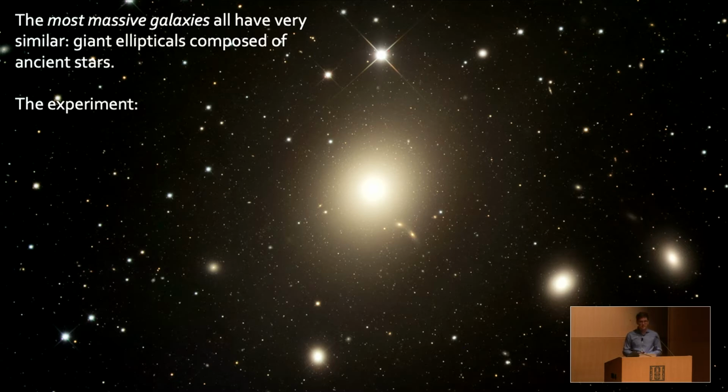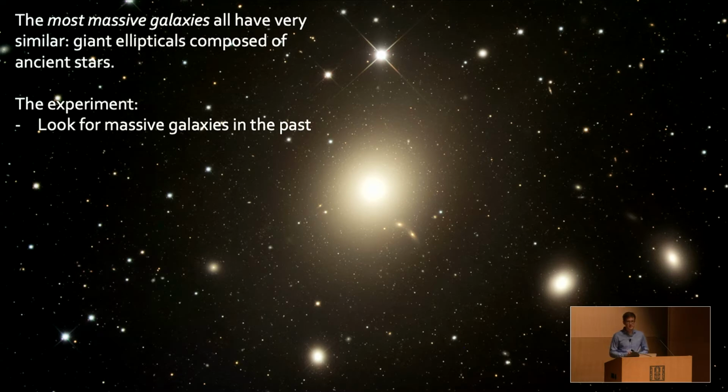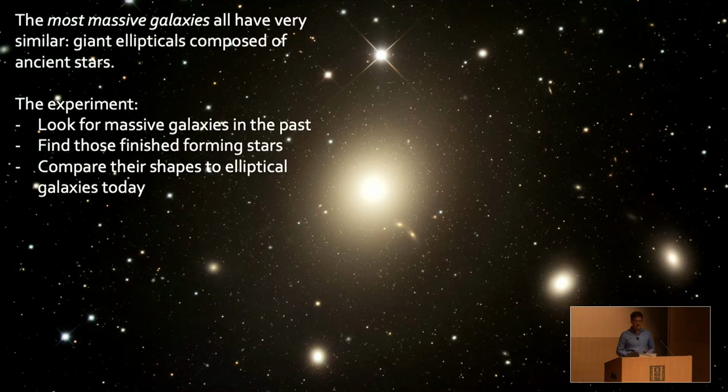And in this case, I thought of 3 steps for the experiment. The first would be to find massive galaxies in the distant past, galaxies that could be ancestors of the one that you see here. The second would be to find those that seem to have already finished forming their stars early in the history of the universe, so that today stars would exclusively be old, just like the example you see here. And then finally, once we found those, we could compare their shapes to elliptical galaxies today and see whether they had already transformed, or maybe something different had happened. Maybe they were only partly transformed.